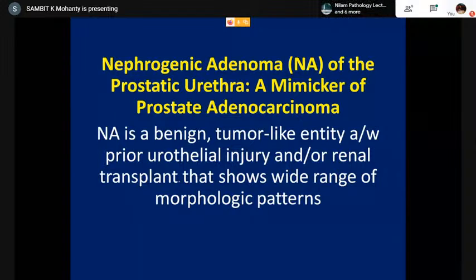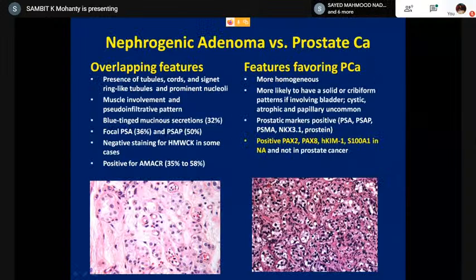What you see, these are nodules made up of nephrogenic cells. Nephrogenic means they are renal tubular epithelial cells, and they have overlapping features with prostate cancer, like presence of tubules, cords, signet ring-like cells, and prominent nucleoli. They can be very, very infiltrative, and they can have focal PSA and PSAP positivity. And they are negative for high molecular weight cytokeratin. They can be positive for AMACR. So there is the problem.